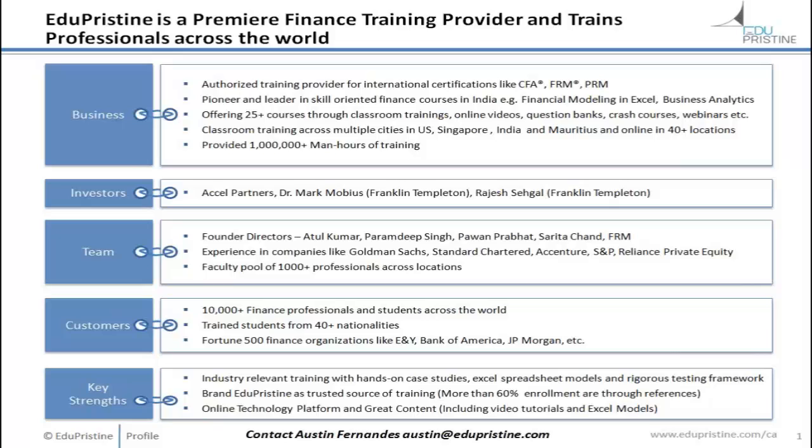Whenever we are talking about EduPristine, the experts who are going to deliver sessions would be from the field, who are already working, who are preparing models day in and day out, who are understanding models and structures, and they are part of investment banking or from the securities houses and so on. So we have a pool of more than 1,000 professionals across the locations. You can see our investors being ASL partners, Dr. Mark Mobius, the king of the bond markets, as we call him, Rajesh Segal, both the investors from Franklin Templeton.